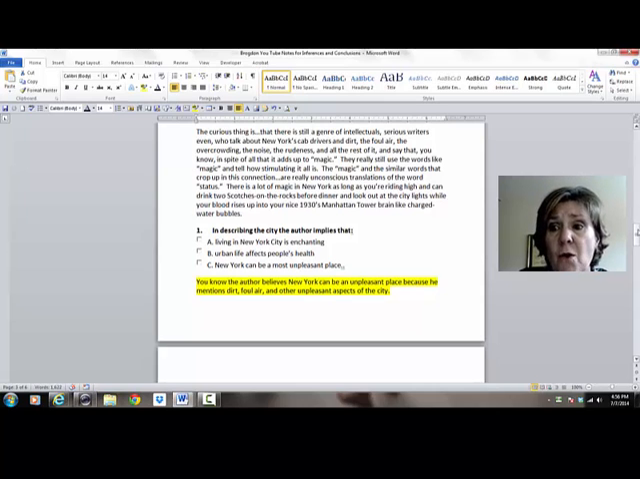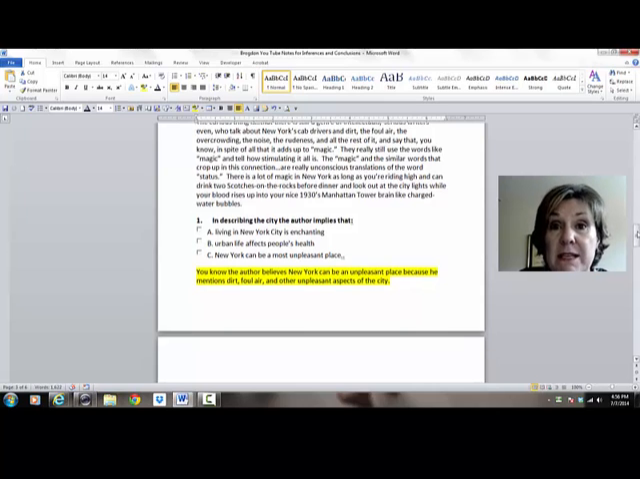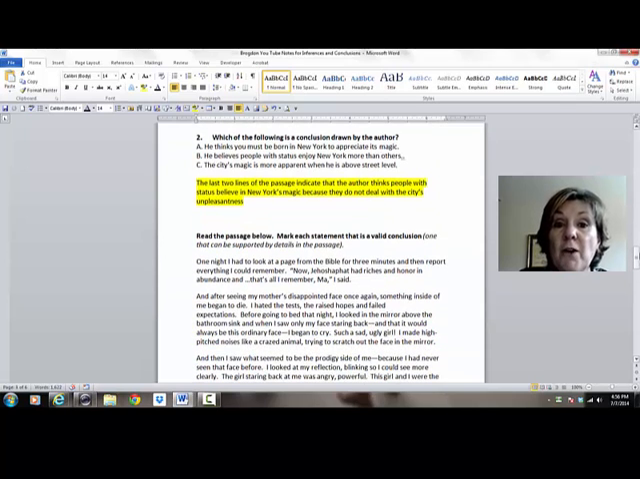So he thinks New York can be a most unpleasant place. Which of the following is a conclusion drawn by the author? He thinks you must be born in New York to appreciate the magic. He believes people with status enjoy New York more than others, or the city's magic is more apparent when he is above street level. Well, the last 2 lines of the passage indicate that the author thinks people with status enjoy New York's magic because they do not deal with the city's unpleasantness.